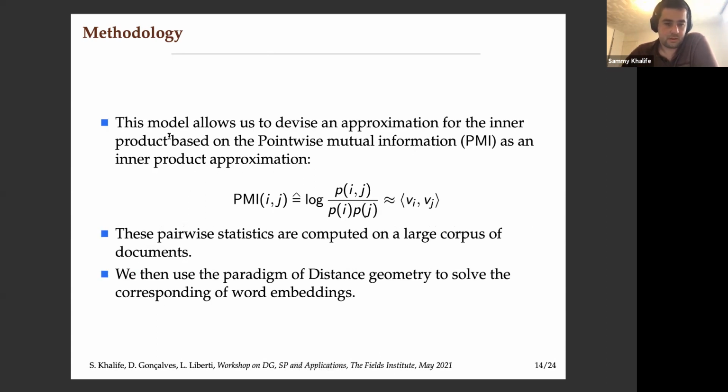Based on this model, one can derive a quantity called the Pointwise Mutual Information as an inner product approximation. This statistical quantity can be measured over a large corpus of documents, estimating the scalar product. So now that we have an estimation of a scalar product or a distance, we can use the paradigm of distance geometry to solve the corresponding problem of constructing word embeddings.